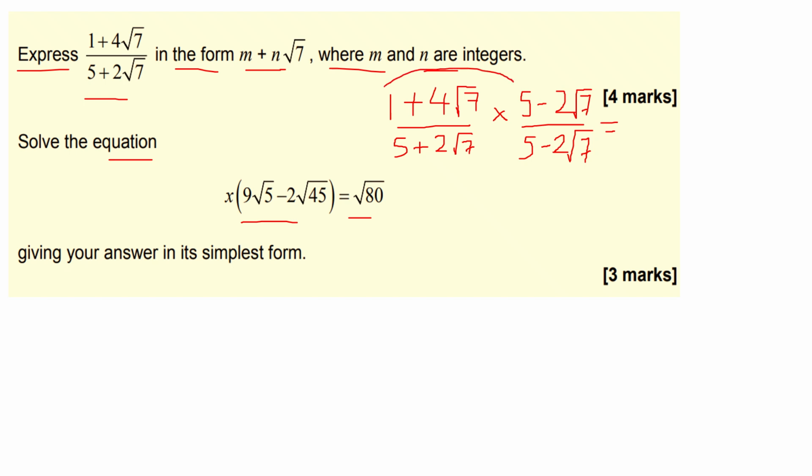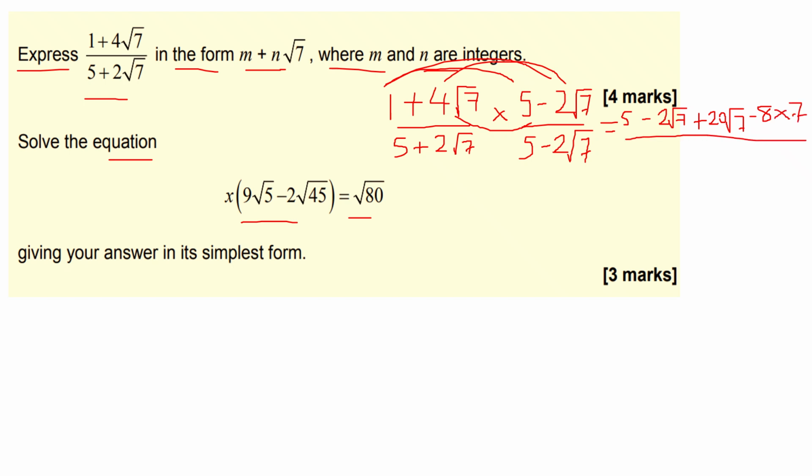So 1 times 5 is 5. 1 times minus 2 root 7 is minus 2 lots of root 7, or minus 2 root 7. Plus 4 root 7 times 5 makes plus 20 root 7. And then plus 4 root 7 times minus 2 root 7 is minus 8 root 49, because root 7 times root 7 is root 49, which is just 7. So I have 8 times 7 at the top.